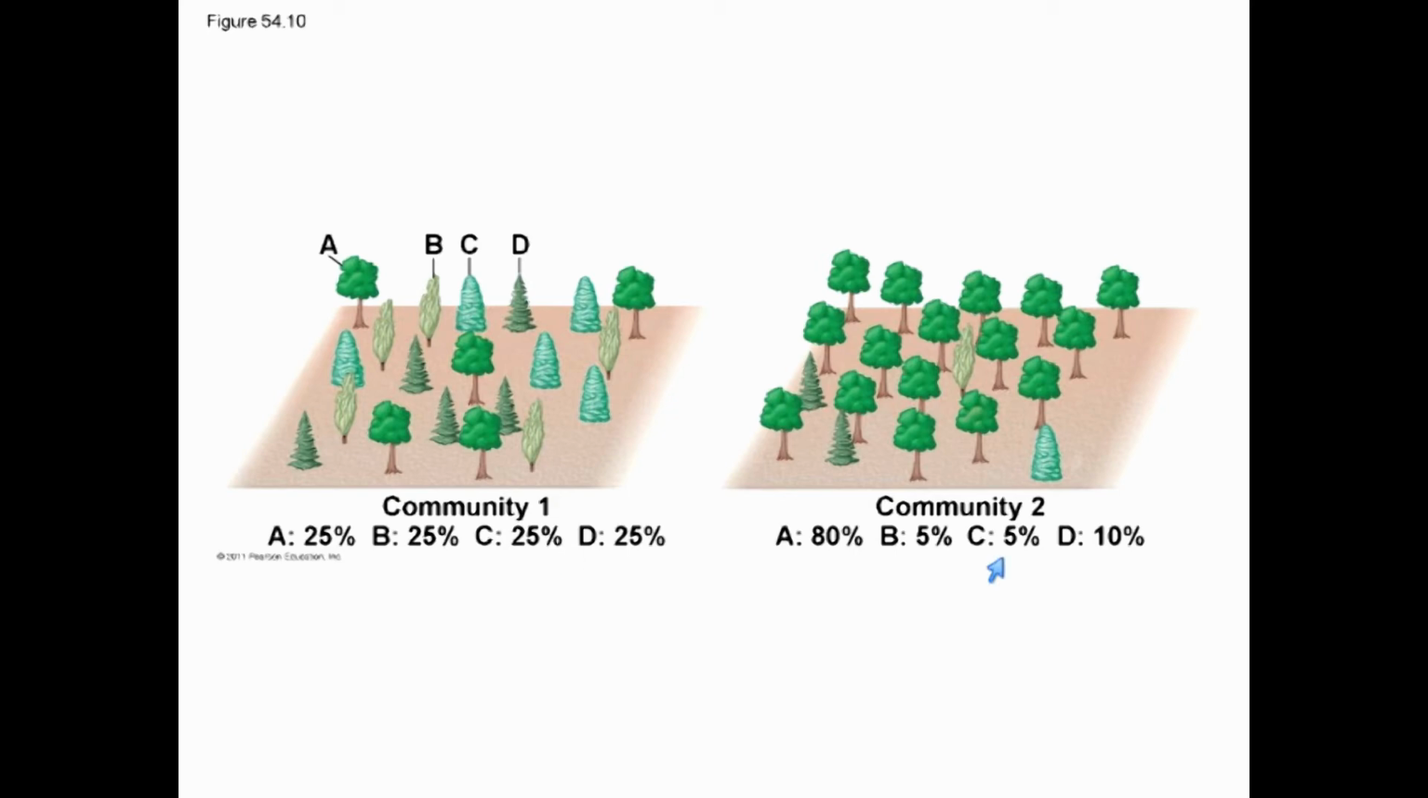Okay, looking at community 2, again, we have 4 different species, but looking at the relative abundance of each species, species A is found as 80% of the total community population. Species B and C make up 5% each, and species D makes up 10% of that population. You're looking at the same number of species, but when you look at relative abundance of each species, then you can see the makeup of each of these 2 communities is quite different.